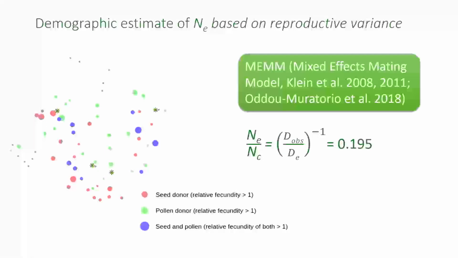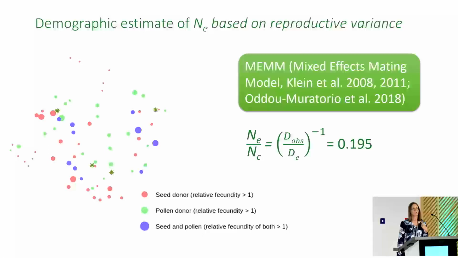But there was another way that we used to calculate the effective population size, and this is based on reproductive variance. Here we use the mixed effects mating model, and this is a model that estimates relative fecundity and dispersal kernel together in a Bayesian framework. But what it outputs is also the inverse of a ratio between NE and NC. And for our population, here it was in the range of 0.2, so 0.195.